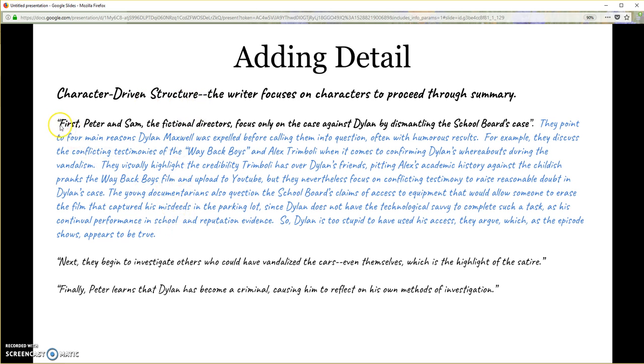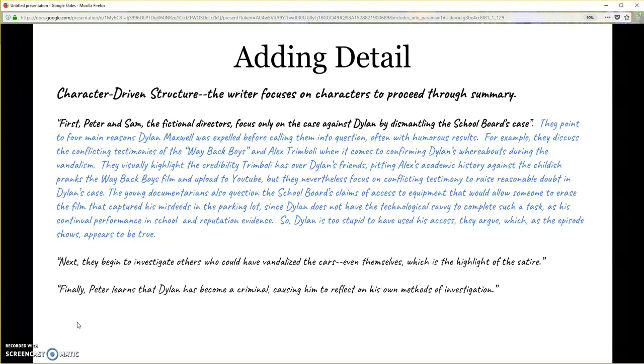I've actually kept in black and I've emboldened that first sentence from my example for the character-driven structure. But then in blue here, what I went ahead and did is I actually wrote a few sentences to show you how to flesh out what my mini claim that begins with first Peter and Sam actually argues. So first, Peter and Sam, the fictional directors, focus only on the case against Dylan by dismantling the school board's case.